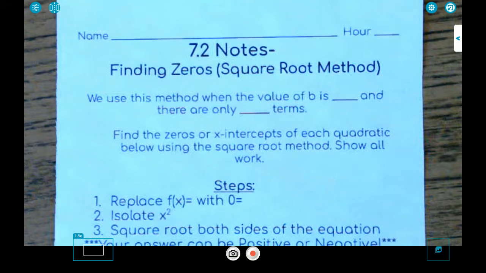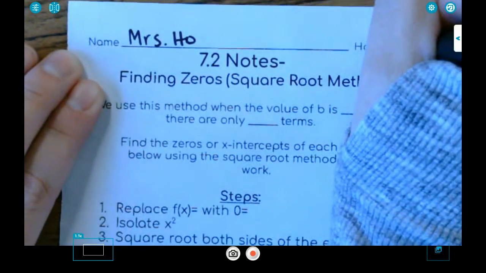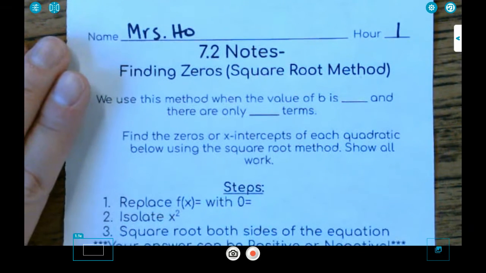So today's notes, we are finding zeros of our quadratics using the square root method. You can go ahead and write your name on here and your hour in case they don't get put into your notebook. They get glued in just like completely flat, so there's no reason why you can't do that.